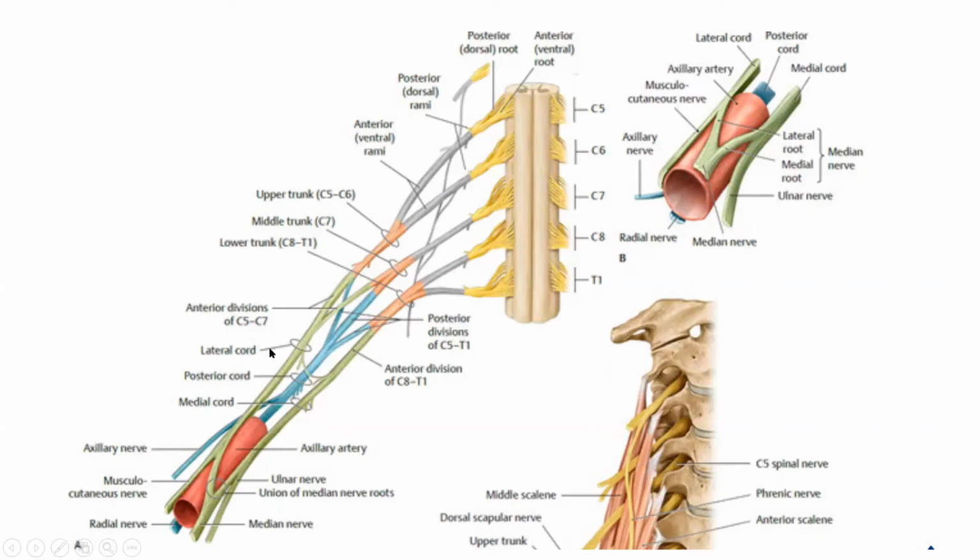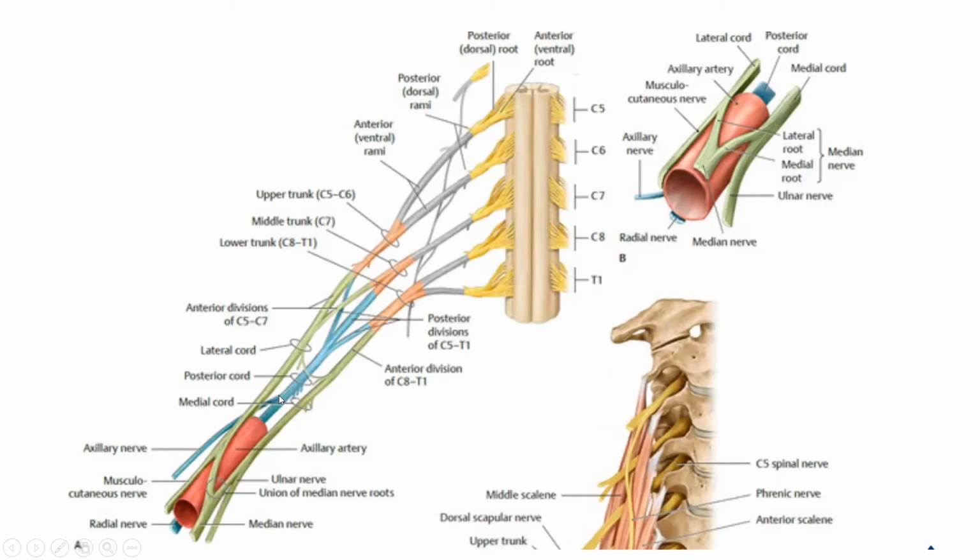The lateral cord is the joining of the anterior division of the upper trunk and middle trunk. As you see here, they join together and make the lateral cord. The medial cord is the continuation of the anterior division of the inferior trunk. And finally, the posterior divisions of all the trunks, the superior, middle, and inferior trunk, join together and make the posterior cord.